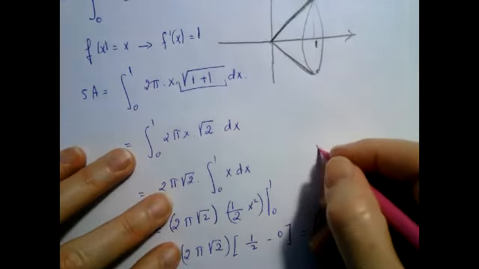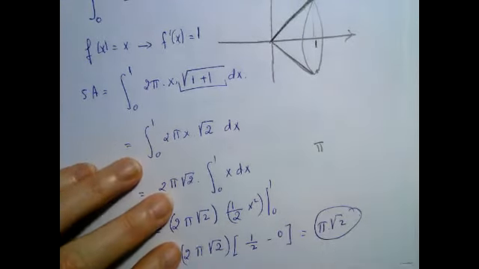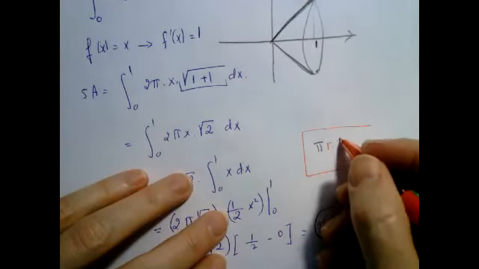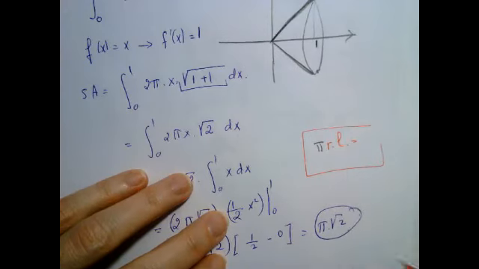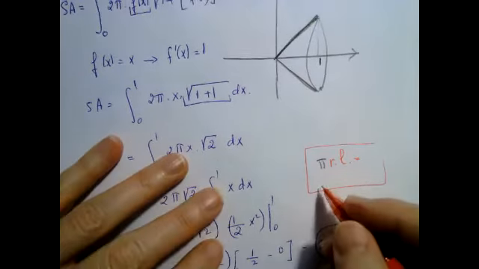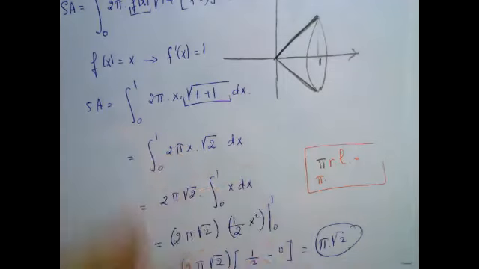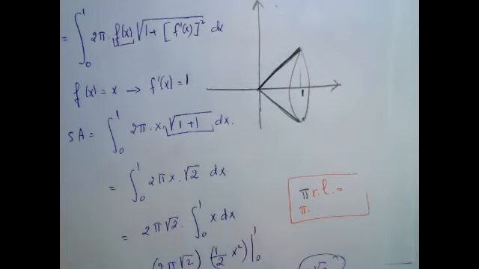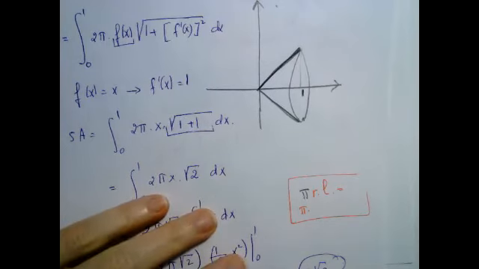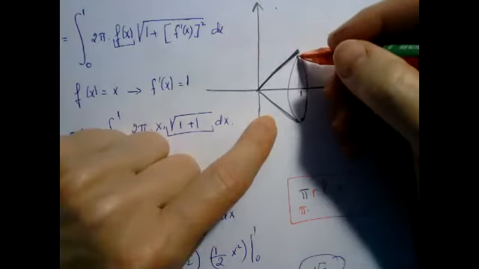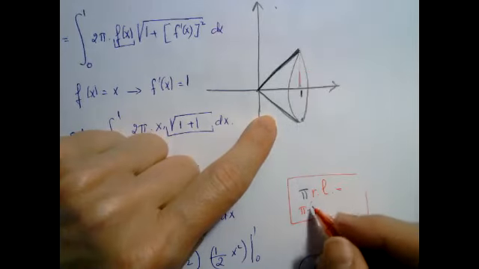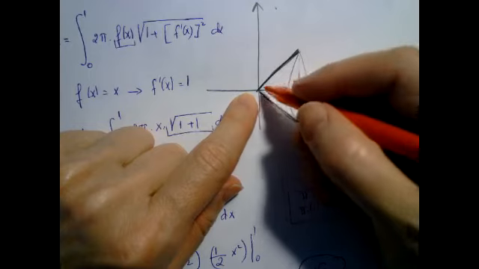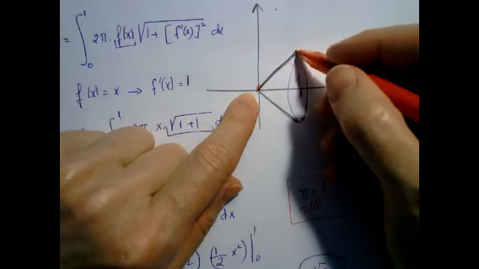Let's see if it agrees, I mean, of course it will, with our problem right here. So it should be pi times r times L. So let's see if this is pi square root of 2. What is the radius of my cone in this particular problem? 1. That's 1 from here to here. What is L in this problem? Let me explain what L is. L is from here to here. That's the L.